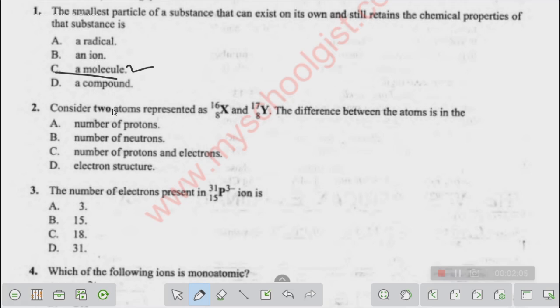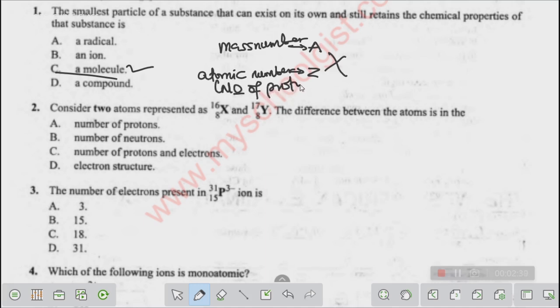They said consider two atoms represented as 16. There's something you need to know, that when an element is written like this and you have A on the top or you have Z below, the A on the top here represents the mass number. Why this Z? I just use Z as a letter. So Z represents the atomic number, or number of protons. Most of the time they use number of protons.